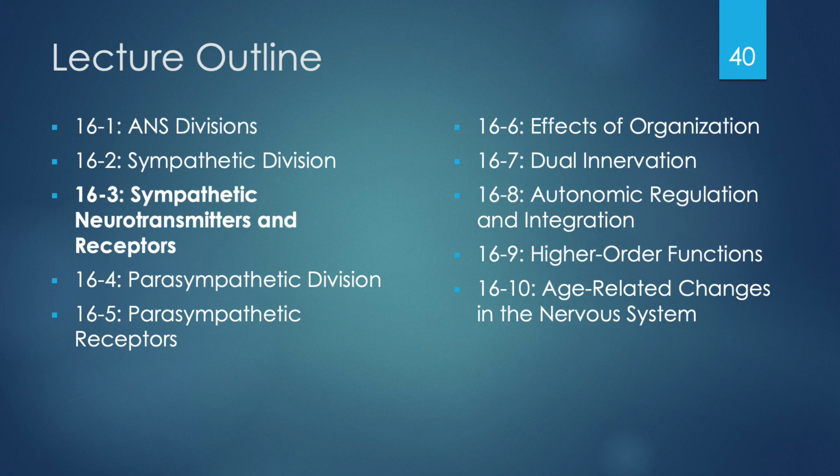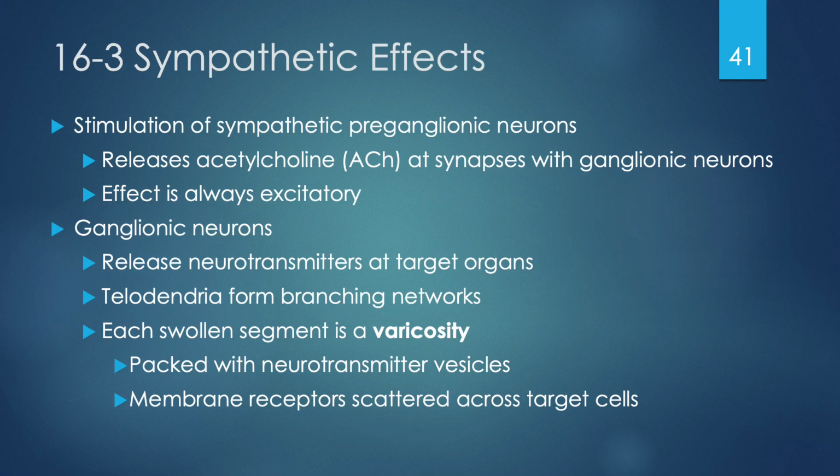Next, let's discuss section 16.3, sympathetic neurotransmitters and receptors. In section 16.3, we're going to discuss the effects of different types of neurotransmitters and receptors in the autonomic nervous system. So when preganglionic neurons of the sympathetic nervous system are stimulated, acetylcholine is going to be released at the synapses with the ganglionic neurons. The effect of the acetylcholine at that synapse is always going to be excitatory.